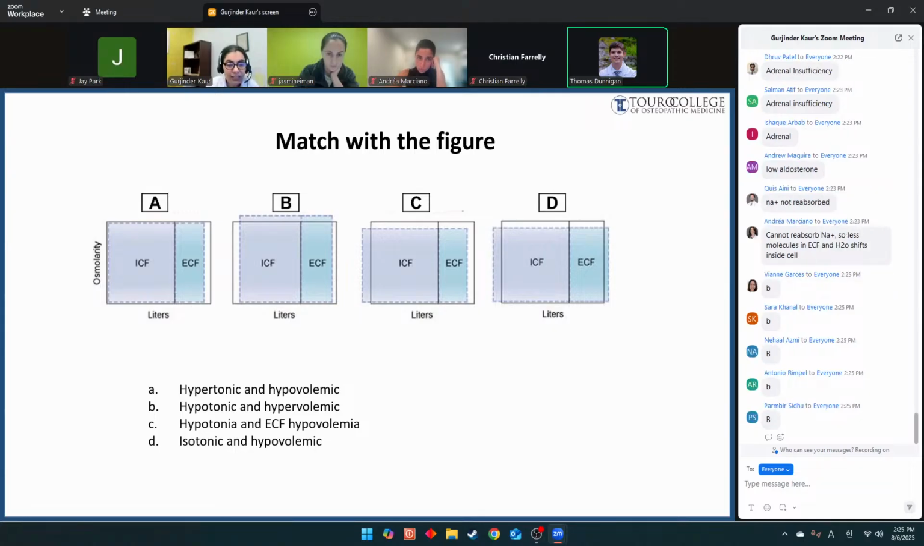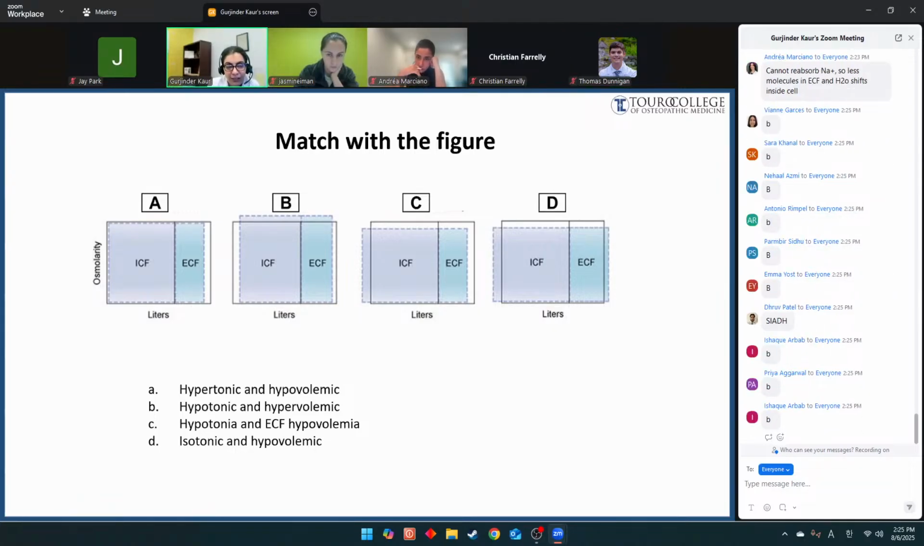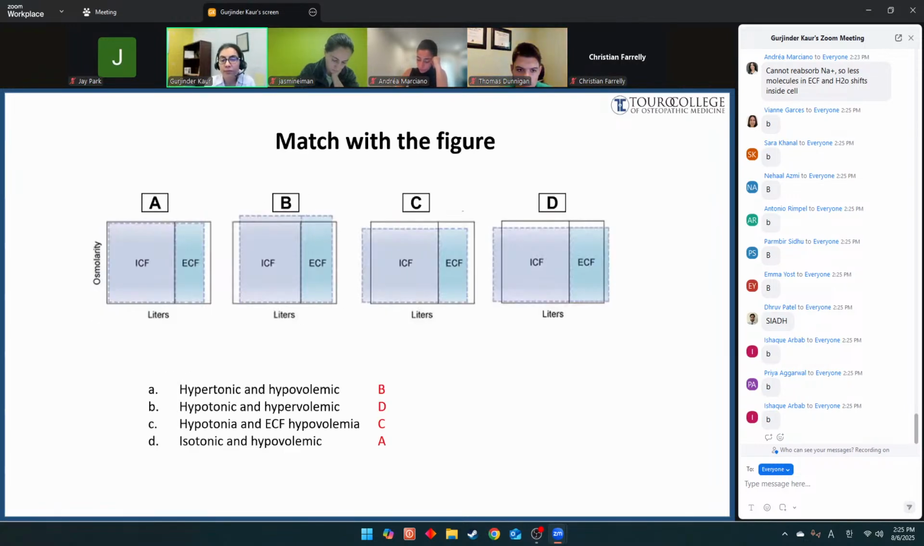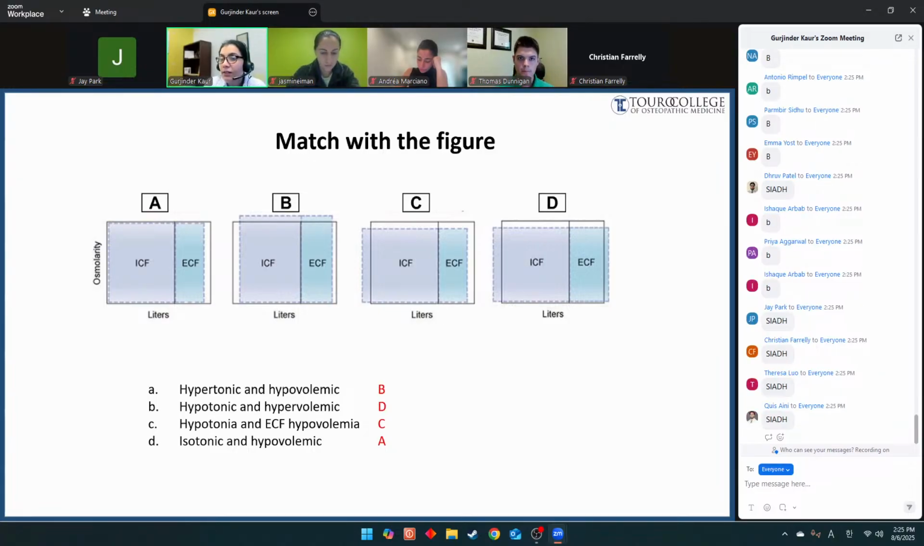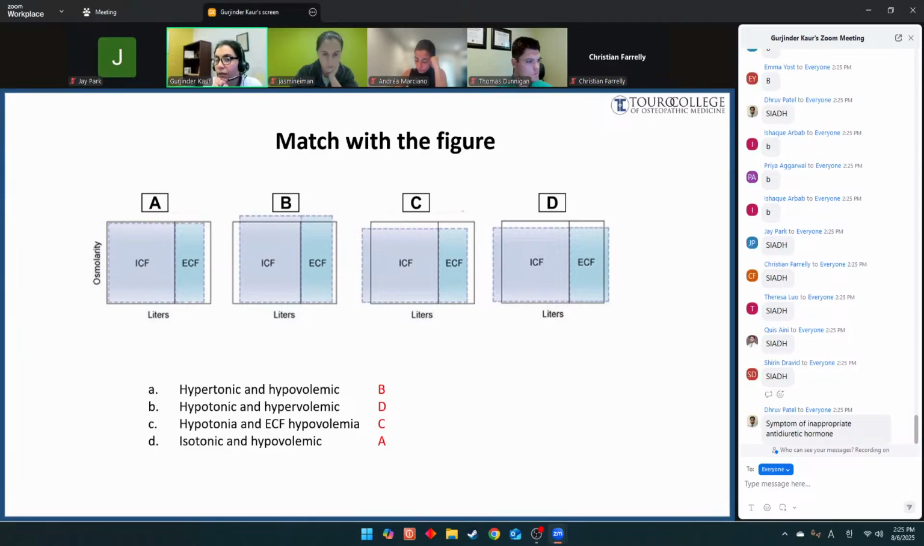Yes, Thomas. Okay, hypotonic, yes, and hypervolemic. So clinical situations, there could be two. SIADH, what does that stand for? You have inappropriate amounts of ADH here, right?